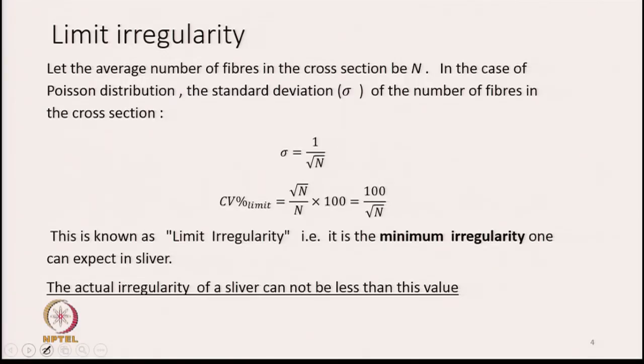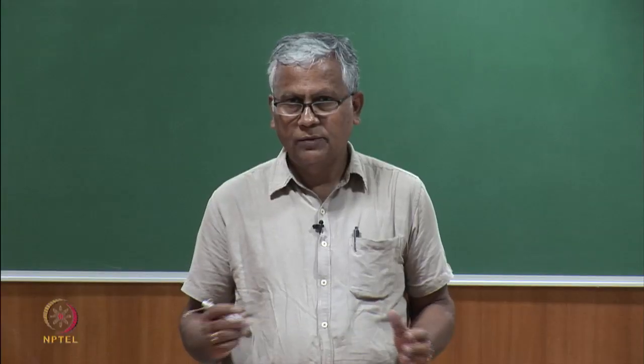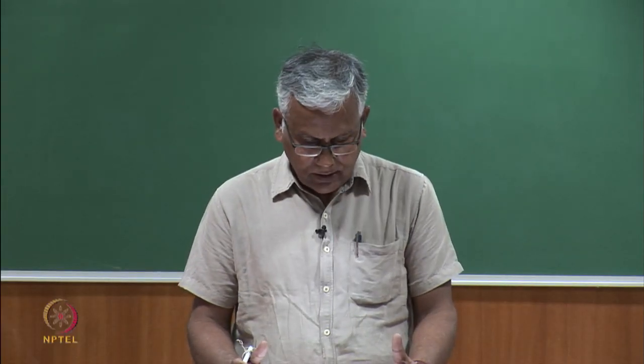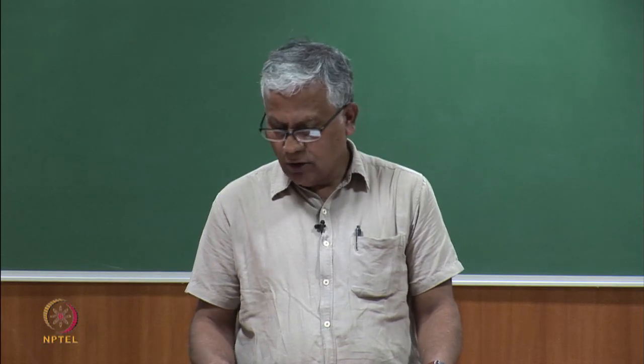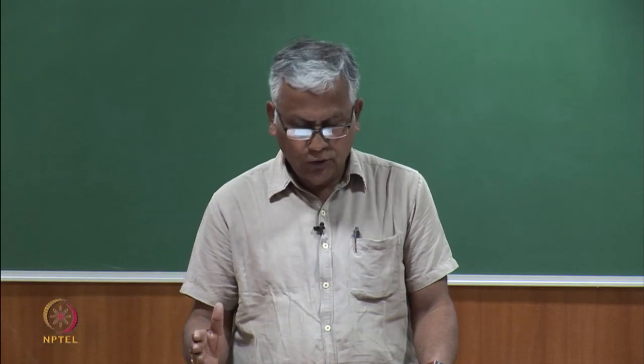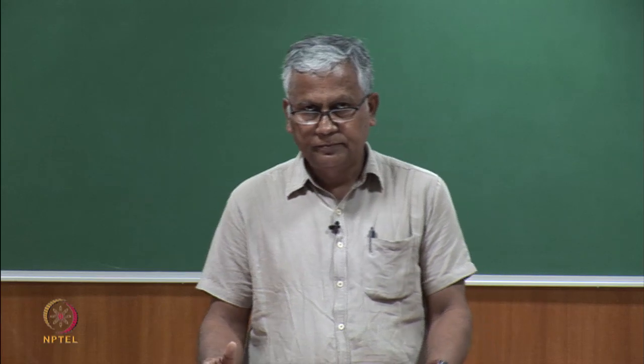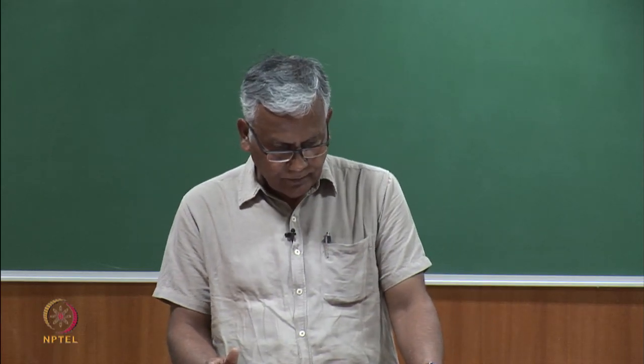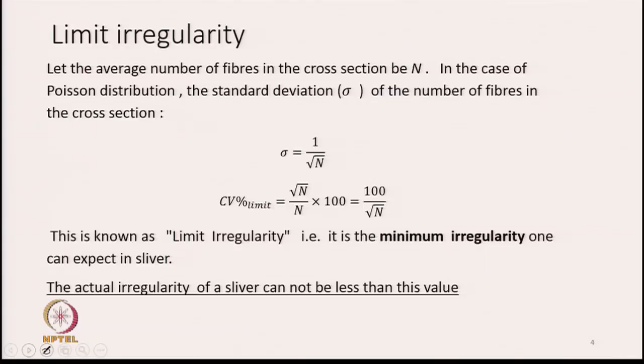Once we understand the way the fibers are distributed and that they are all following a Poisson distribution, now we can find out, because of the Poisson distribution, what could be the irregularity in their number. And this irregularity, because of this randomness in the distribution of fibers, is known as minimum irregularity, and this is also known as limit irregularity.